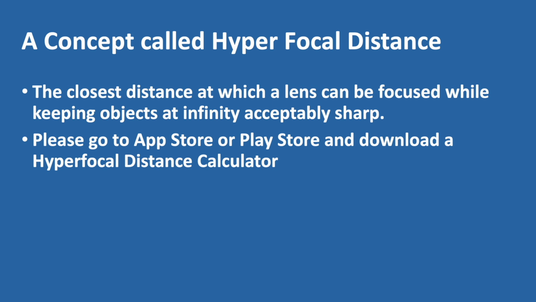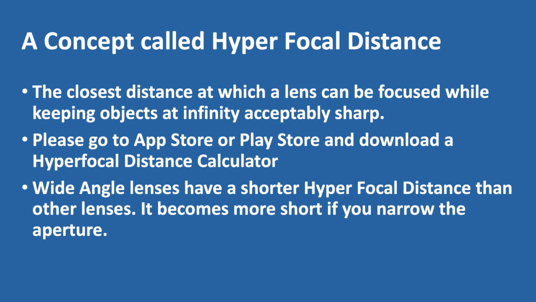For now, go to the App Store or Play Store and download a hyperfocal distance calculator. It is free. It will do the math for you. Quick example. At 17 and f11, the hyperfocal distance drops to around 1 meter. Focus at 1 meter from your camera and roughly from around half a meter to infinity is sharp. That is the gift of the wide angle for landscape.